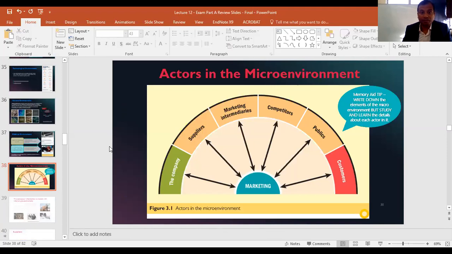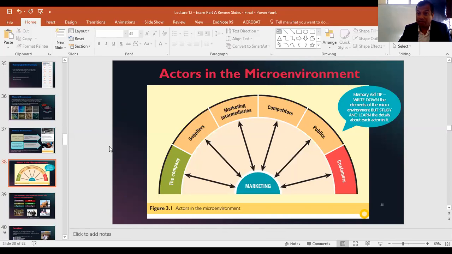Over here is the micro environment, over which the firm has direct control: company, suppliers, intermediaries, competitors, publics, and customers. So the memory aid suggests to write down the elements of the micro environment, but study and learn the details about each actor in it. Why is it important? Because only then will you be able to relate it with the particular case.